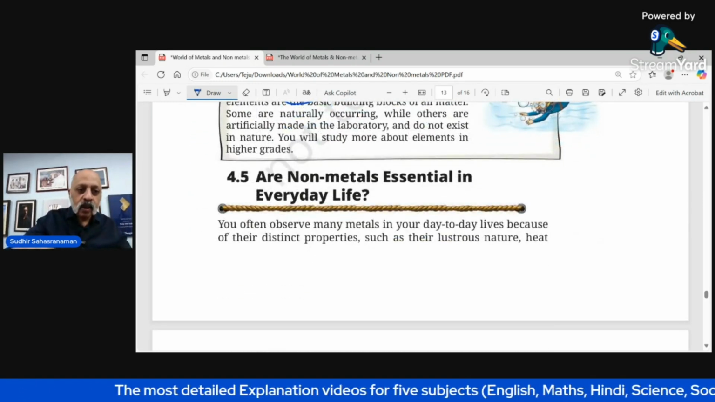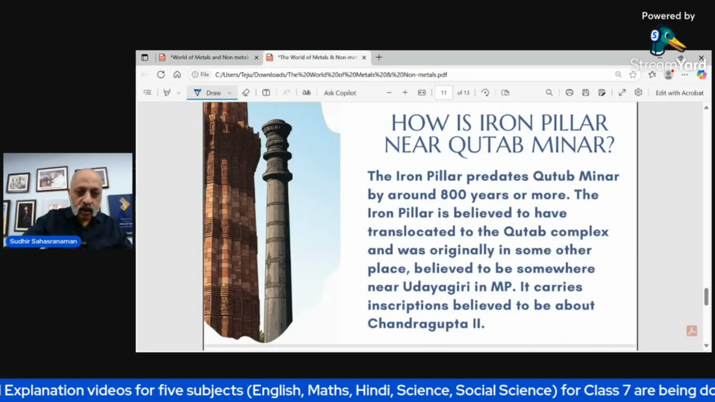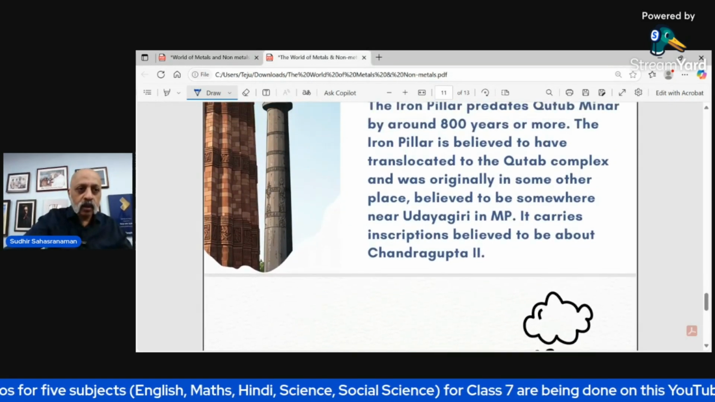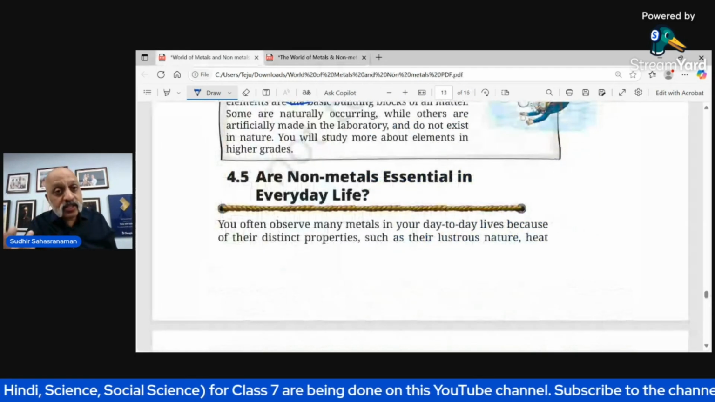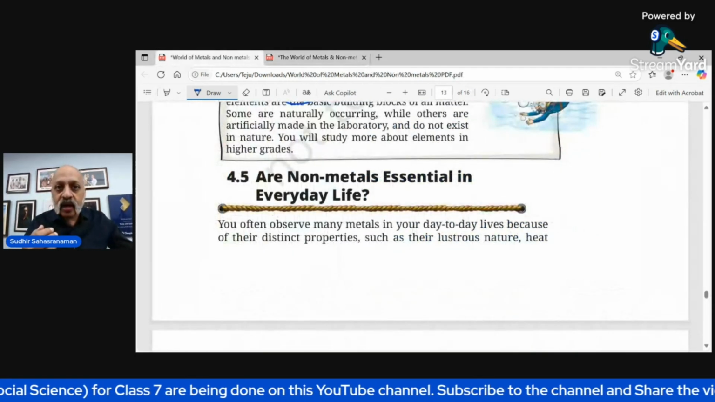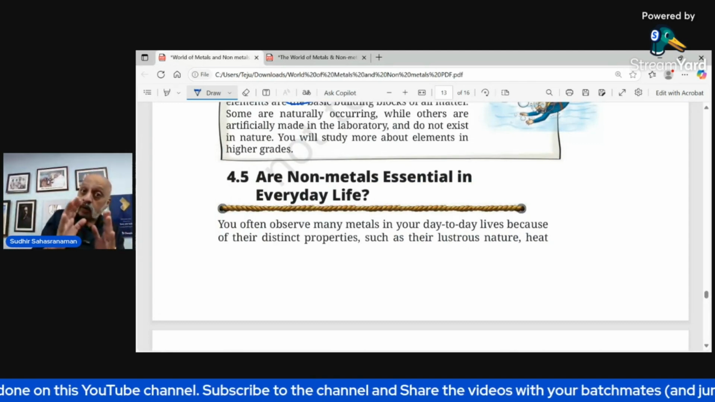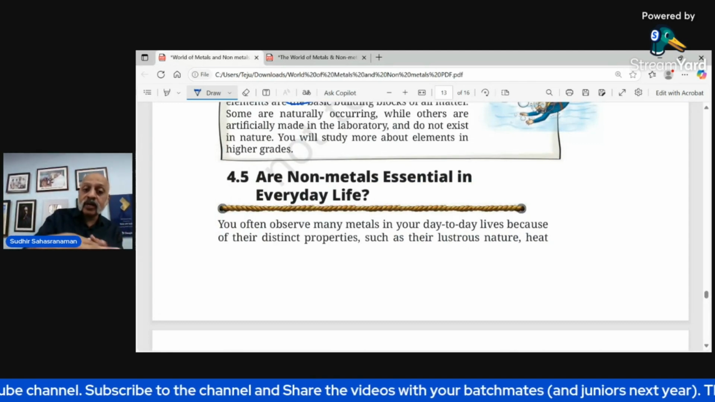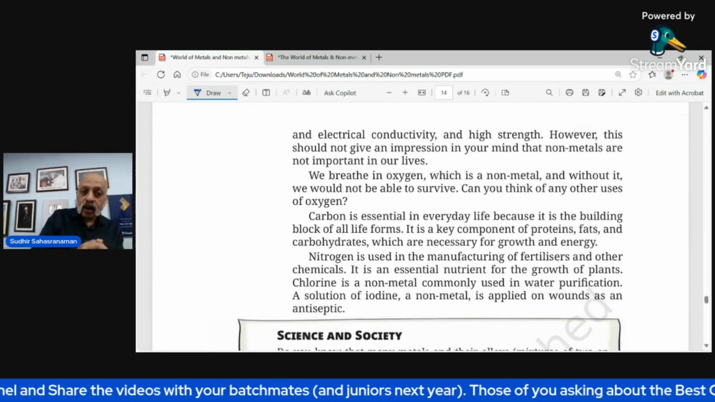Now, are non-metals essential in everyday life? Obviously they are. It's not as though only metals are important. It's not as though only iron is important. There are other non-metals also which are very useful in everyday life, right? Even though they don't have the metallic quality.